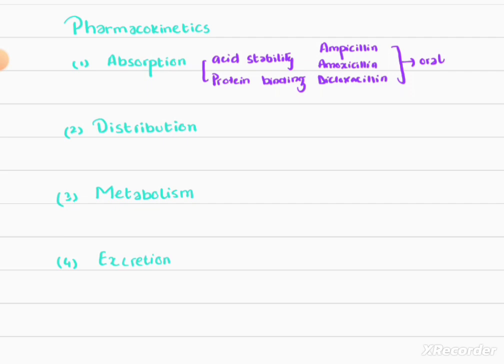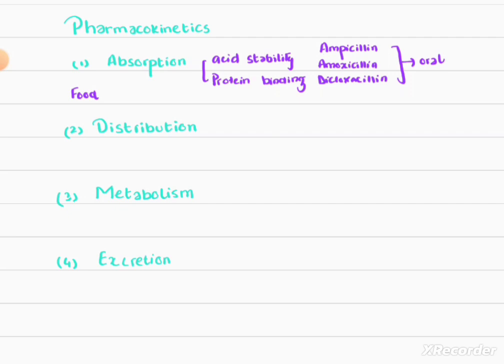Absorption of most oral penicillins is impaired by food, so they must be taken 1 or 2 hours before or after the meal. The IV administration of penicillin G is usually preferred to the IM formulation, because the IM formulation causes a lot of pain at the injection site.